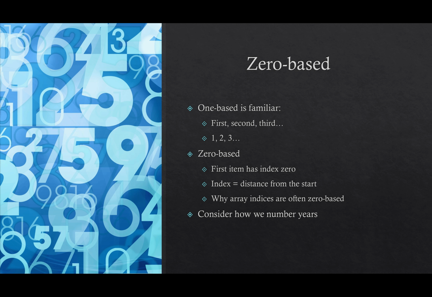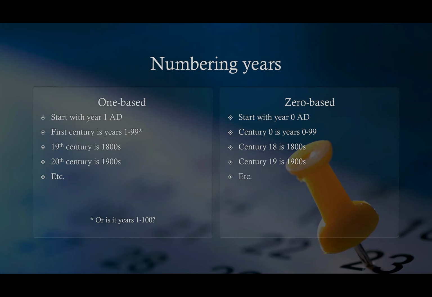On the other hand, consider how we number years on a calendar. We're, of course, used to numbering years starting with 1. Because that's just the way that calendars were designed. They weren't designed by programmers. But what if programmers had designed our calendars? So in real life, of course, we use one-based indices. So we start with the year 1 AD.